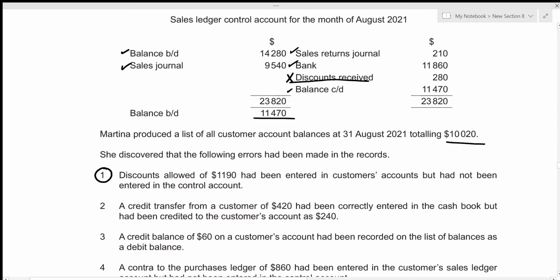Secondly, we have a credit transfer from a customer of 420 that had been correctly entered in the cash book but had been credited to the customer's account. So this is an error relating to the customer account. And since it was entered correctly in the cash book, we can assume that this amount had been entered correctly in the sales ledger control account. So we can easily skip the second error. This does not relate to the sales ledger control account. Thirdly, there is a credit balance of 60 on a customer's account that had been recorded on the list of balances as a debit balance. So this again is an error relating to the customer account. This does not really affect the balance on the sales ledger control account, so we can skip this for the first part.